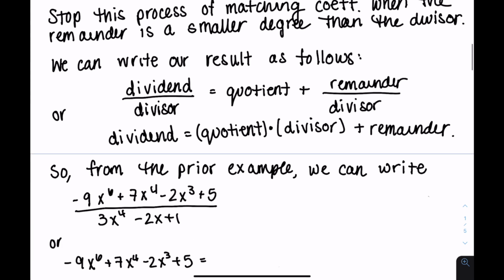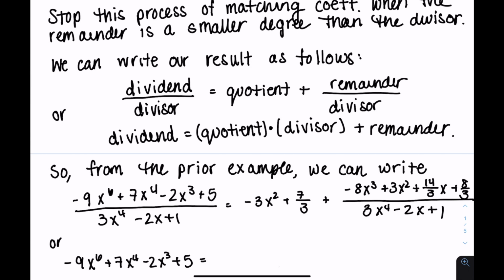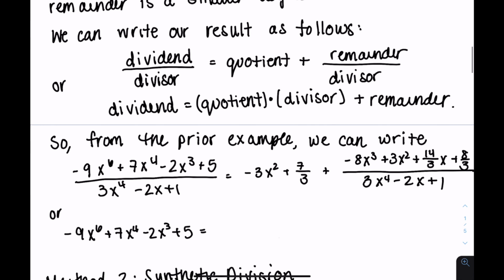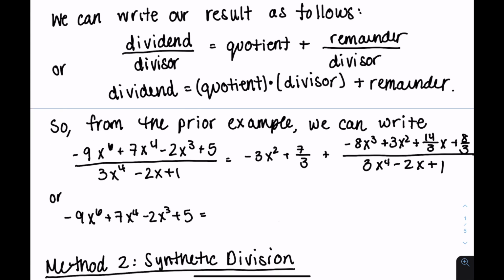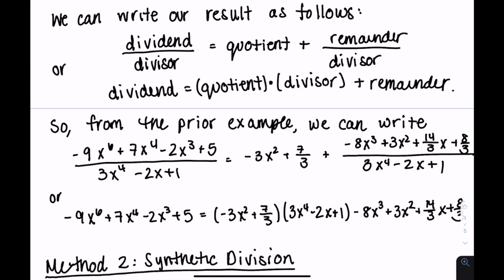So from this prior example, you could rewrite it in two different ways. You're going to get the quotient plus the remainder over the divisor, or you get the negative 9x to the 6th plus 7x to the 4th minus 2x cubed plus 5 is the quotient times the divisor plus the remainder.